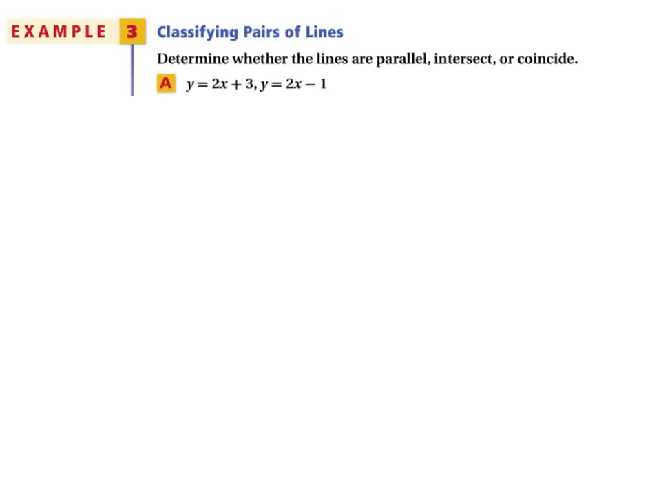So example 3A. We have two equations: y equals 2x plus 3, y equals 2x minus 1. They are both solved for y. We know their slopes are the same, so the lines are parallel. But notice that the y-intercepts are also different. Therefore, same slope, different y-intercepts, the lines are parallel.